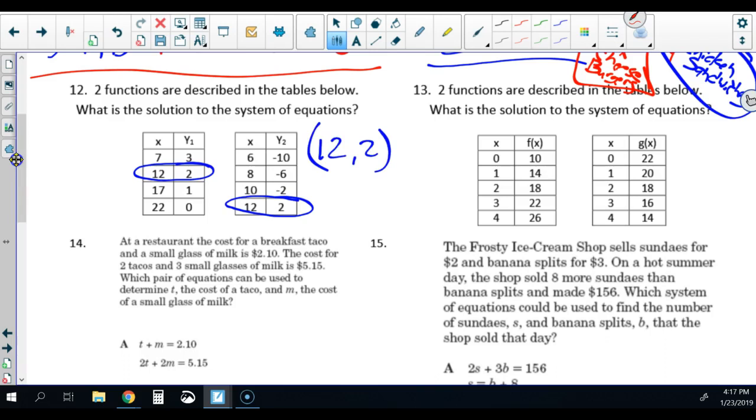Number 13. Same thing, two functions are described below. I see 2, 18 and 2, 18. My solution, 2, 18. So easy questions, as long as you can figure out what's going on.